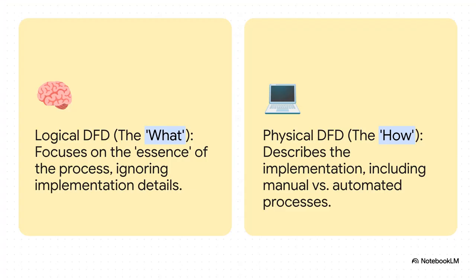Yeah, a logical DFD is like the business plan. It shows the core activities, like take a customer order, but it doesn't care how it happens. Is it over the phone, through an app, or in person? It doesn't matter. But the physical DFD, that's the technical blueprint. It gets really specific, showing if a process is manual, if a data store is an Excel spreadsheet, or if a report gets sent by email.